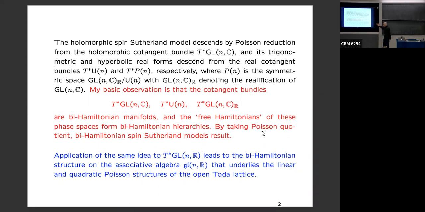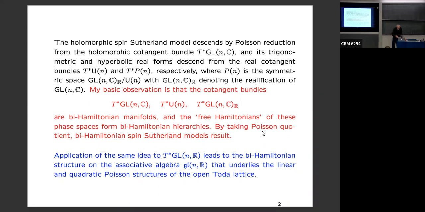And then I sort of utilize this idea to apply the reduction technique not only to the canonical Poisson structure, but to the Bi-Hamiltonian structure. And in this way, I obtain some Bi-Hamiltonian structure for the reduced system, for these spin Sutherland type systems. And then the same idea can be applied to this cotangent bundle of the GL(N,R) group. And then by the same kind of procedure, I can also get a Bi-Hamiltonian structure on this associative algebra GL(N,R) of real matrices, which has to do with the Bi-Hamiltonian structure of the open Toda lattices, which we heard about.